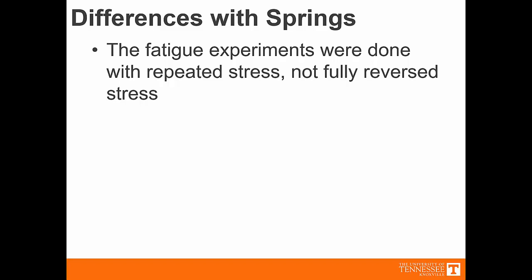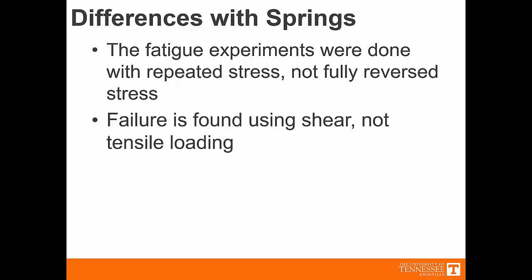One of the major differences with springs is that the fatigue experiments were done with repeated stress, as opposed to the fully reversed stress that we're used to seeing for fatigue calculations. So that means that our numbers are from a combination of both mean and alternating stress, whereas the fully reversed stress was alternating stress alone. Secondly, the experiments were done by creating and testing actual springs, which means that failure was found because of shear loading, not because of tensile loading.